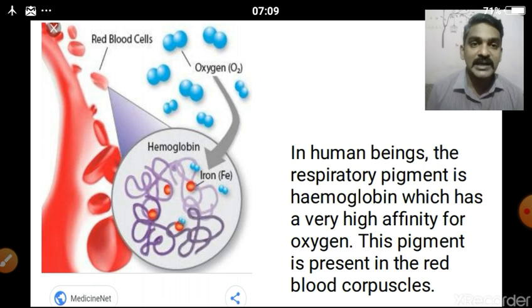If the hemoglobin content is very less, it leads to anemia. So anemic patients will have a lesser amount of hemoglobin. If you take more iron in your food, the hemoglobin content will increase in your blood, so that a sufficient amount of oxygen will be received by all the cells. So respiration will be taking place perfectly.